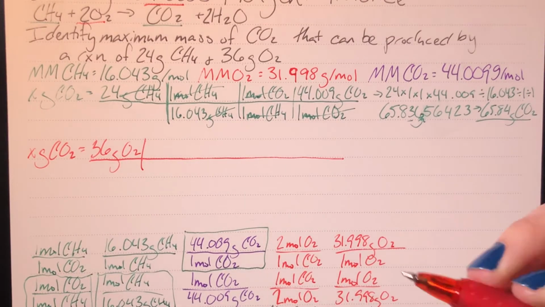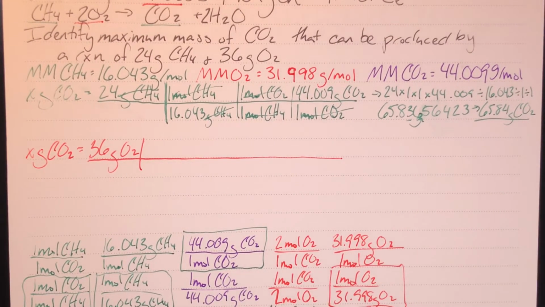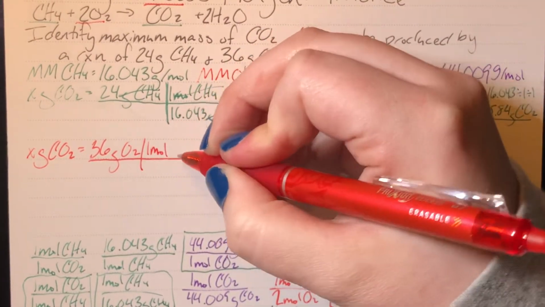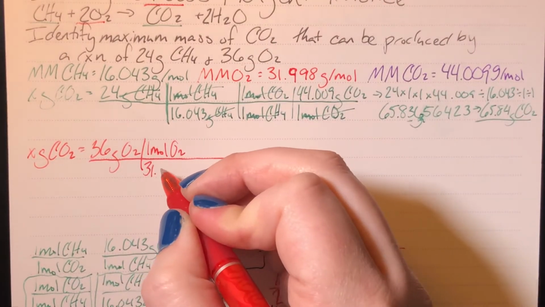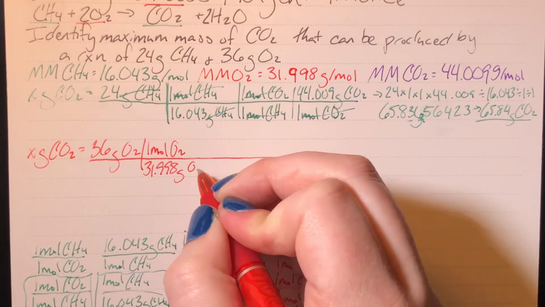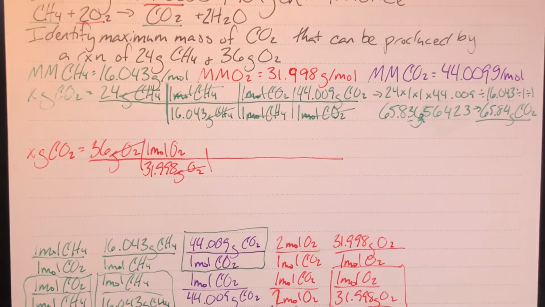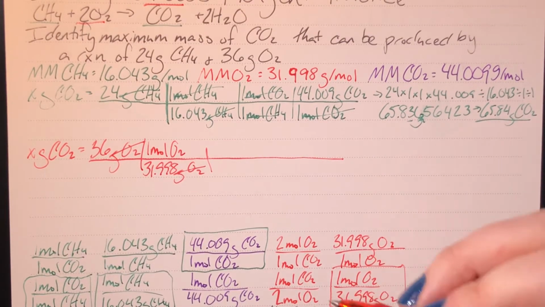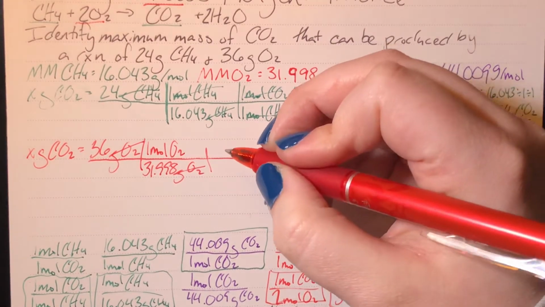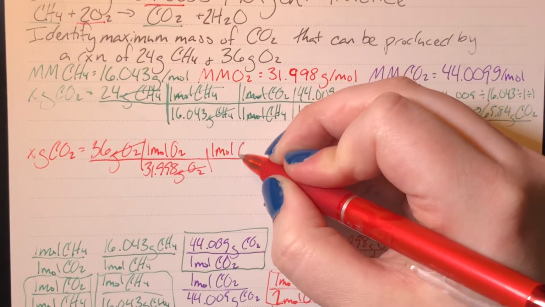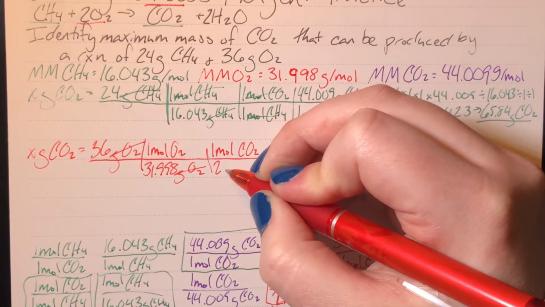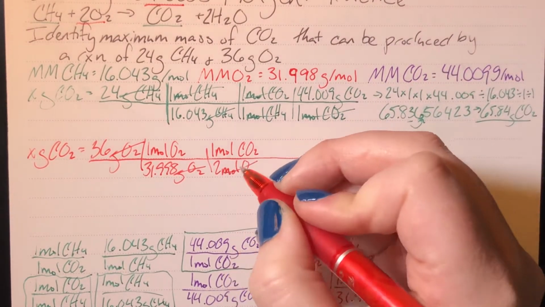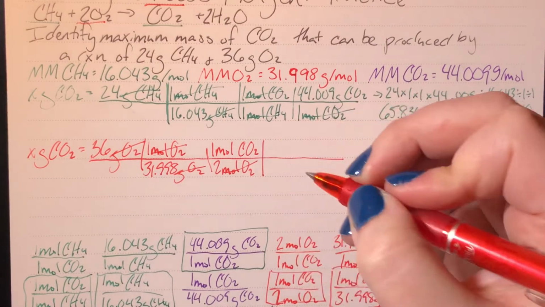Currently in grams of oxygen, need to cancel grams of oxygen, so I'll look to the molar mass of oxygen, and I'll choose the molar mass that has grams of oxygen on the bottom. Grams of oxygen will cancel. That leaves me with moles of oxygen, but I want grams of CO2, so now I need to use the mole-to-mole ratio that has oxygen on the bottom. Moles of oxygen will cancel, leaving me with moles of CO2.